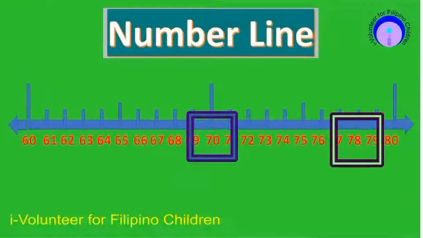Item number 8. Which number is lesser? 70 is less than 78. Kindly repeat.